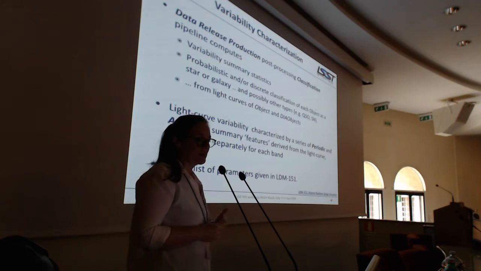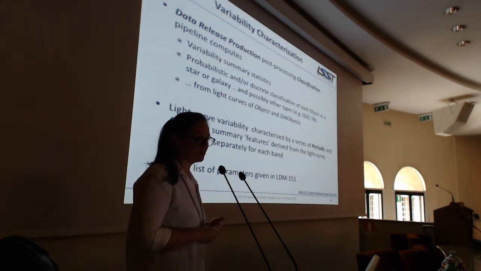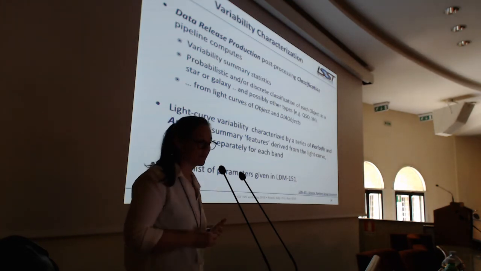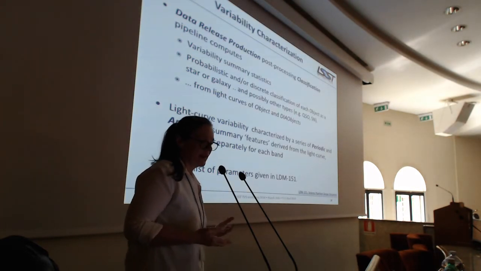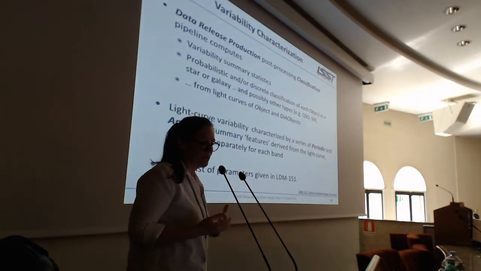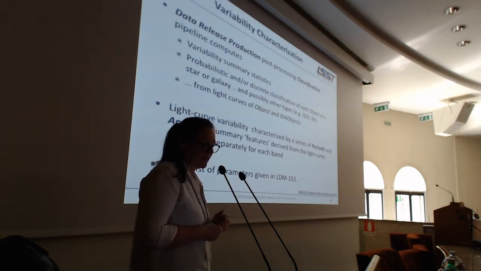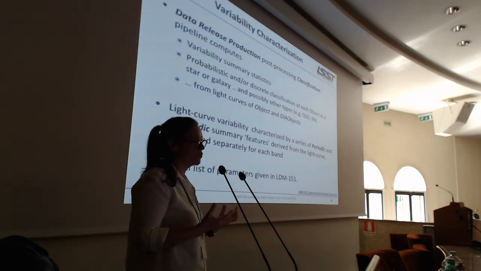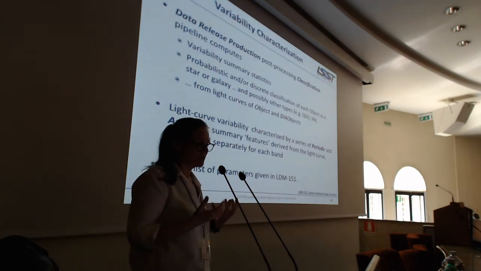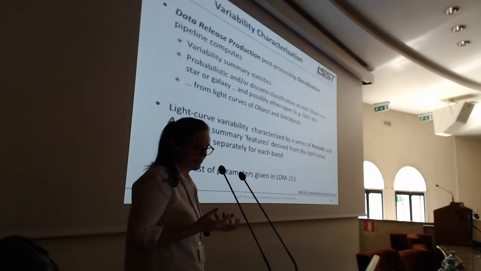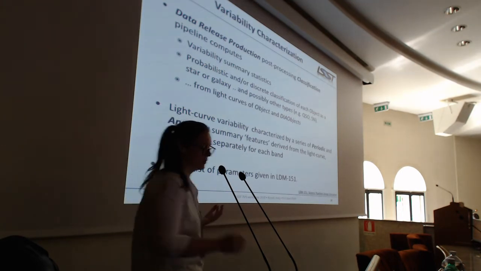The data release production has post-processing pipelines, and one of these is a classification pipeline which computes variability summary statistics and probabilistic or discrete classification of each object. It does this on light curves from difference image analysis objects or objects. The light curve variability is characterized by 2 tables, the aperiodic and periodic. These are all derived from the light curves for each band separately. There is a list of all these parameters given in detail in the Science Pipelines design document.